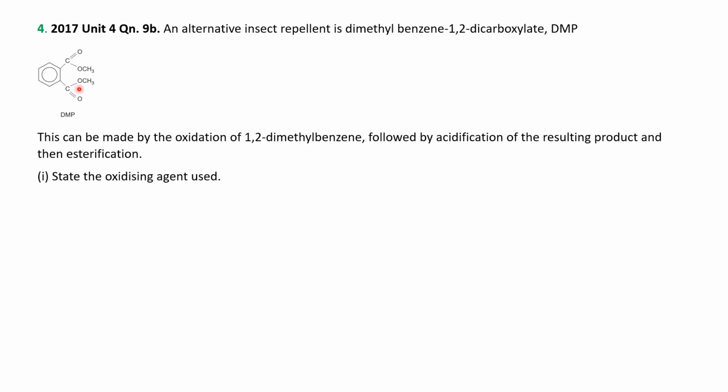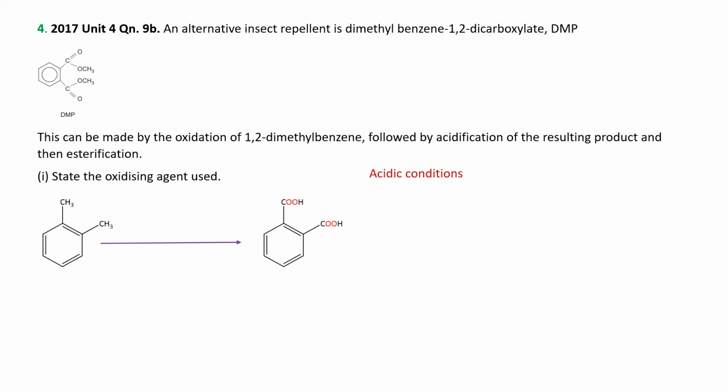Dimethyl benzene-1,2-dicarboxylate, DMP. This can be made by oxidizing 1,2-dimethylbenzene, followed by acidification of the resulting product, and then esterification. So the oxidation is what we're looking at here. We've got 1,2-dimethylbenzene, which we will then oxidize to give us the dicarboxylic acid. You can see where those dicarboxylic acids have then been esterified. So how do we oxidize from this methyl group to the acid group?